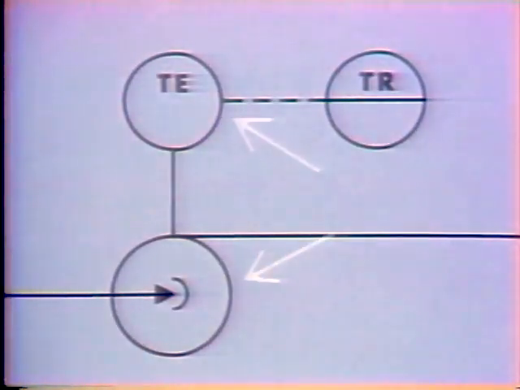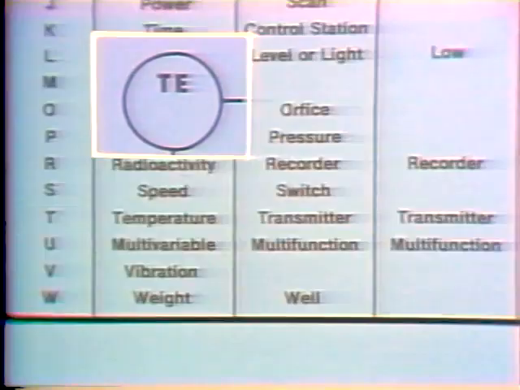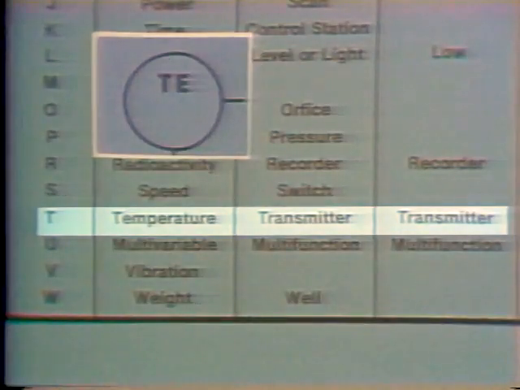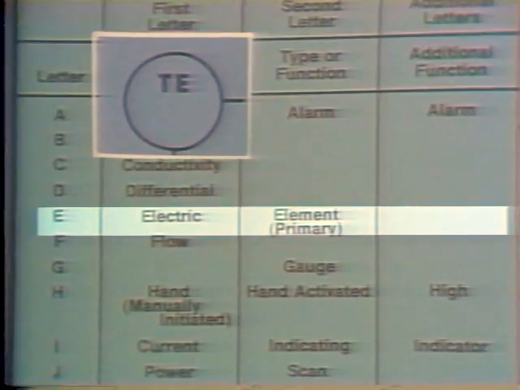On a P&ID, the pump and thermocouple could be shown this way. This symbol indicates a pump. This plain circle shows that the instrument is mounted locally. The T in the first position means that temperature is being measured. The E in the second position means that this is a sensing element.